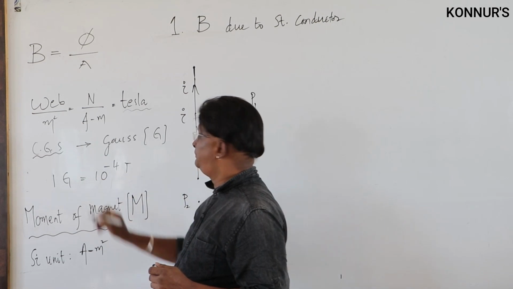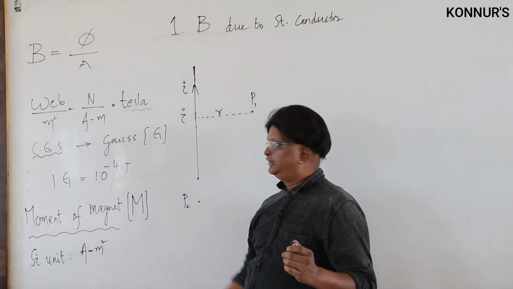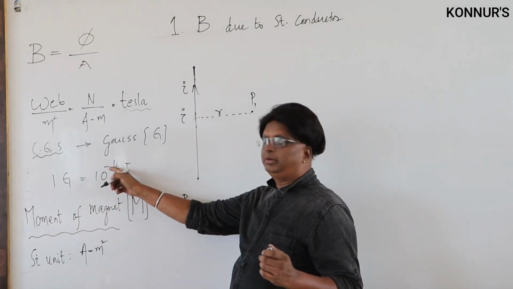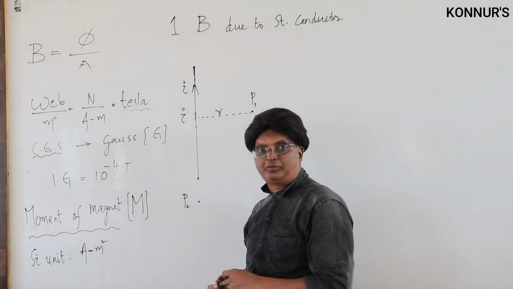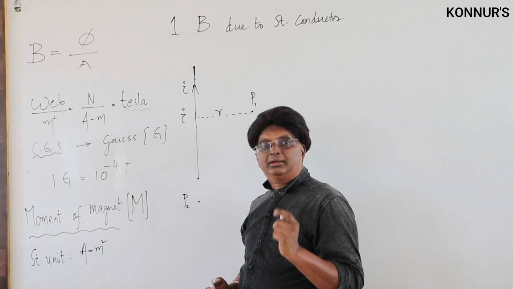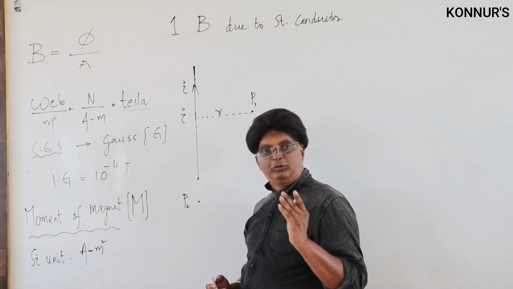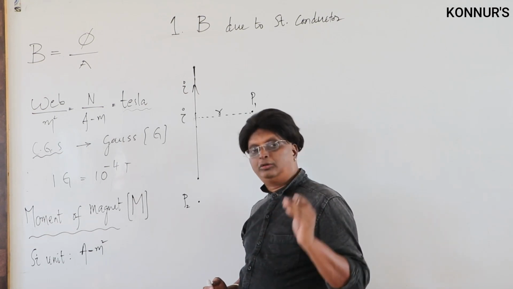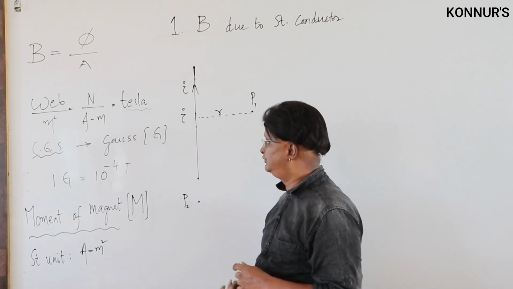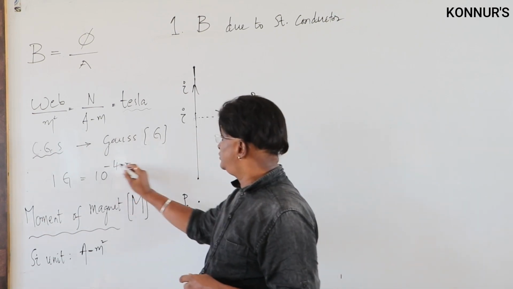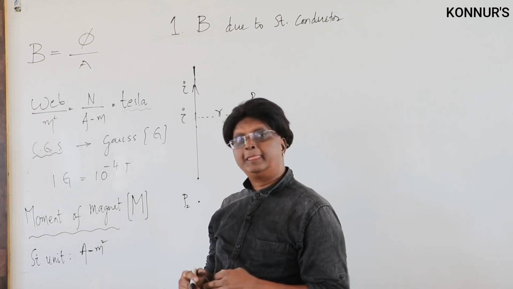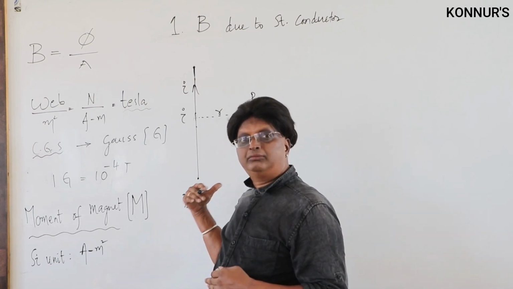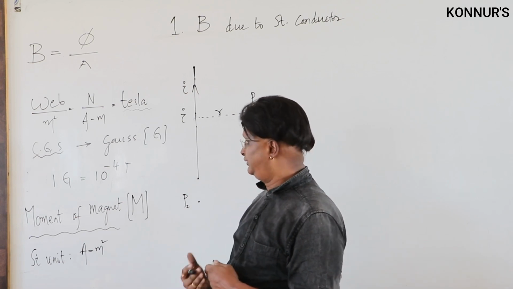Whenever you are given B in terms of Gauss, the multiplication factor 10 power minus 4 will convert it into Tesla. Every time I have told you, any data, all the parameters, try to always write in SI units for your answers. 1 Gauss is 10 power minus 4 Tesla, and of course, as I have told, B bar is a vector, direction we will show when we are talking about a particular case.